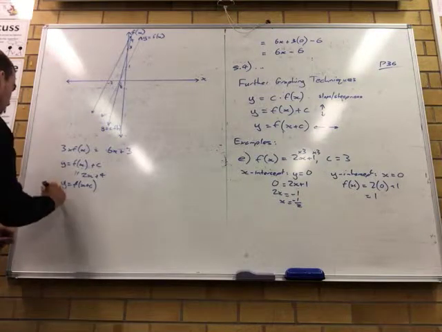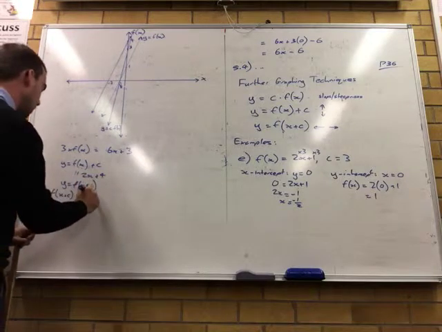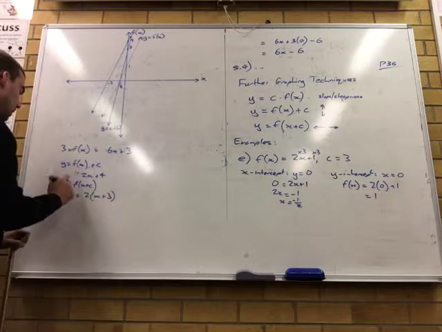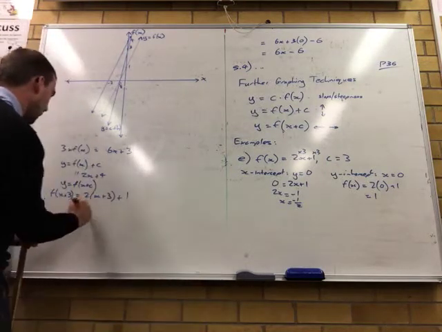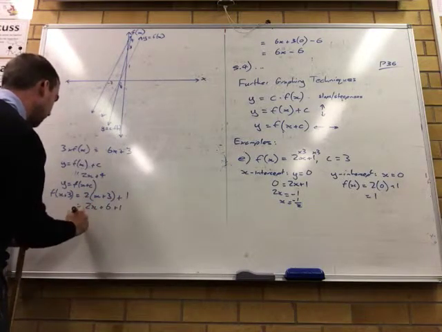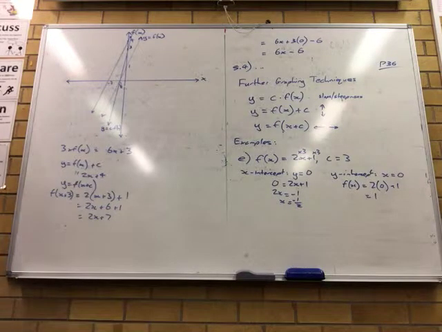Right, so f of x plus c is going to be 2 lots of x plus 3, so c is 3, plus 1. 2x plus 6 plus 1. 2x plus 7. So the gradient's still the same, so it's going to be parallel still to our original function, but the y-intercept now is 7.